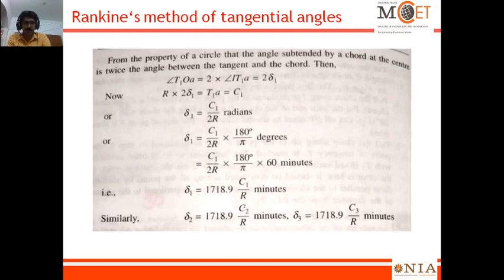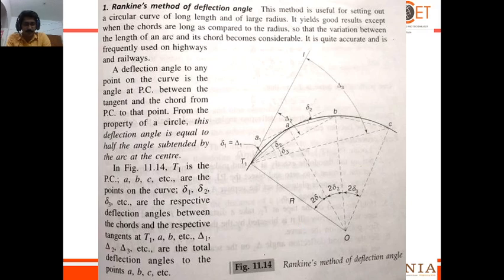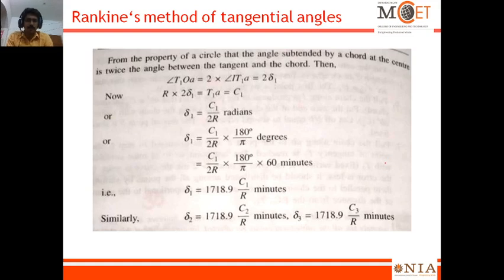Similarly for del 2 it is C2, and for del 3 it is C3, it keeps on going. Then what is C? From T1 to B is C2, T1 to C is C3. Let's keep on going, right? So this is the formula to be remembered. In general, del n is equal to 1718.9 Cn by R, right? In general, you can remember like that.